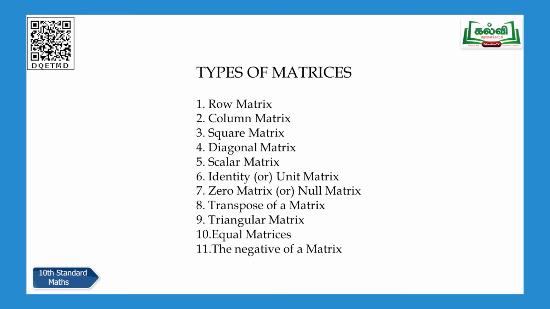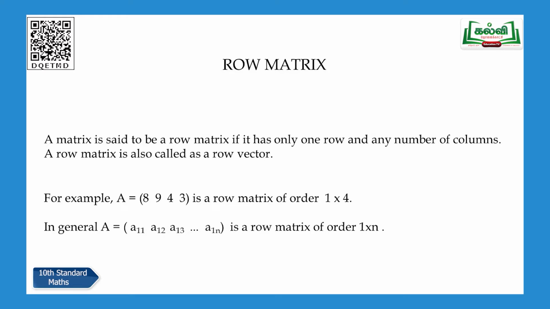Many types of matrices are there: row matrix, column matrix, square matrix, diagonal matrix, scalar matrix, identity or unit matrix, zero matrix or null matrix, transpose of a matrix, which is very important, triangular matrix, equal matrices, and the negative of a matrix. We are going to see them one by one. The first one is a row matrix. What do we mean by a row matrix?